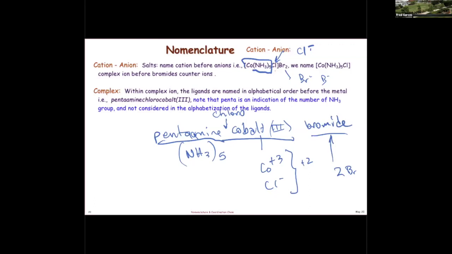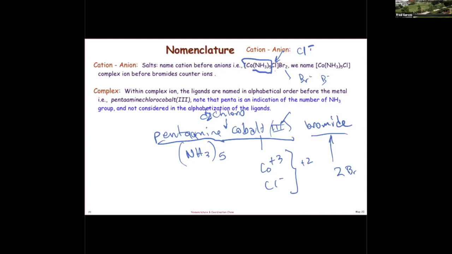Cobalt's +3 because you indicated here the chlorides are always -1 and there's only one chloride. Otherwise you would have put di here or tri if there was more than one. Don't put mono, just put chloro and then bromide. When it's more than one, you put di, tri, or tetra. But if there's only one, just put chloro. Don't put mono. That shouldn't be put in there.